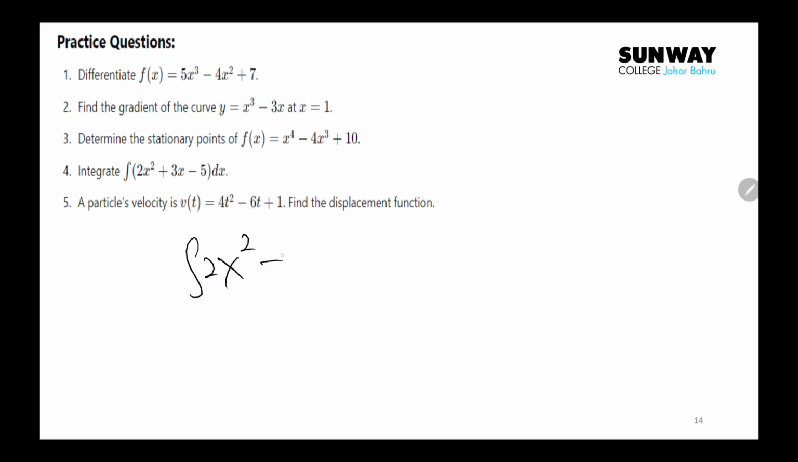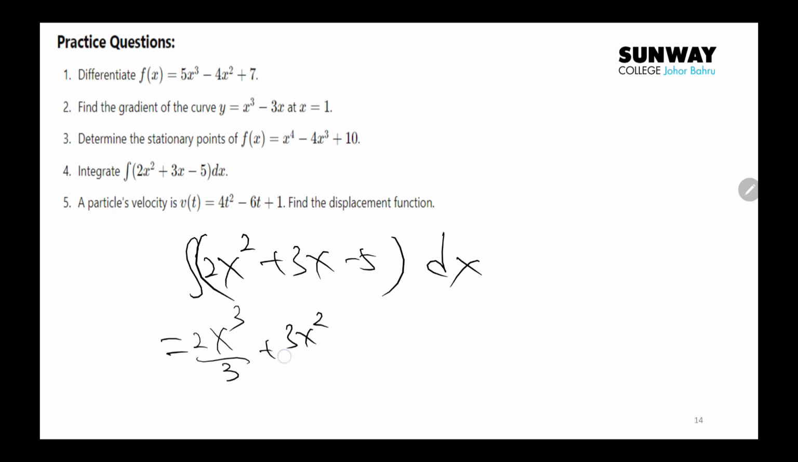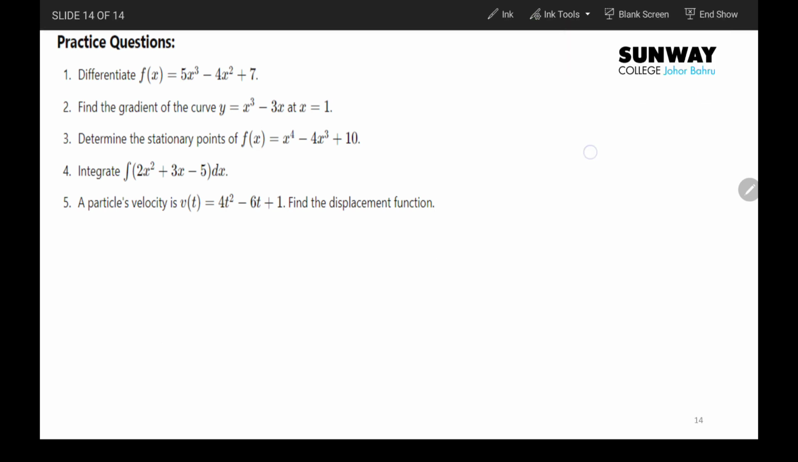Integrate 2x to the power of 2 plus 3x minus 5 dx. Apply the formula. Don't forget plus c, because this is an indefinite integral. There are no lower and upper boundary values given.